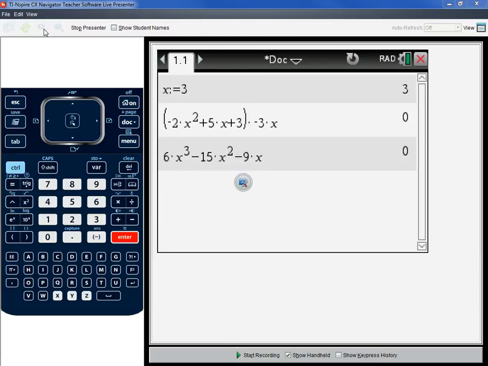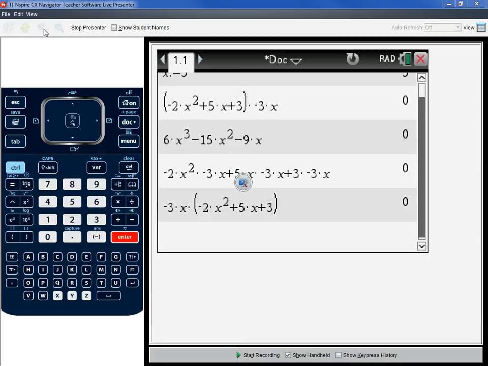So I'm going to use the expression on number 2, which is negative 2x squared, close, open, times negative 3x, close, plus 5x times negative 3x, close, plus 3 times negative 3x. Got 0. Let's check that other one. We got negative 3x, close, open, negative 2x squared plus 5x plus 3. We got 0.